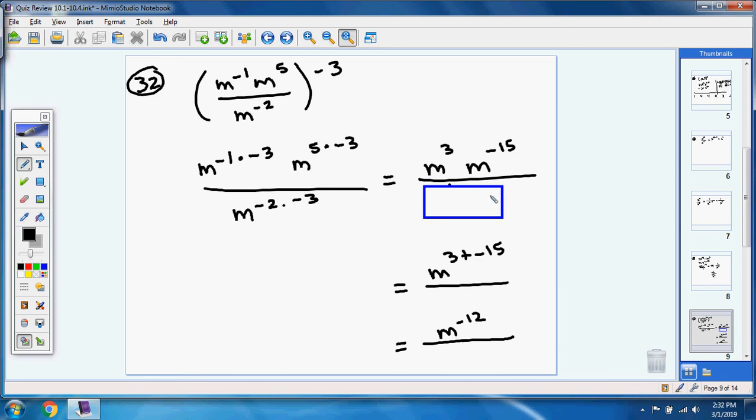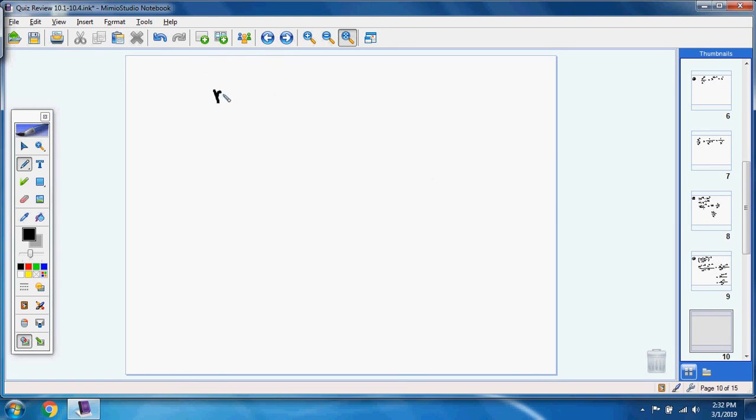Now my denominator was really just a 6th power. So I'm going to skip that middle one, and I'm just going to go ahead and bring it down here. It's not a negative exponent, so I can just go ahead and keep it there. All right, so I'm running a little low on room, so let me slide it or put a new slide. That is m to the -12th power over m to the 6th power.